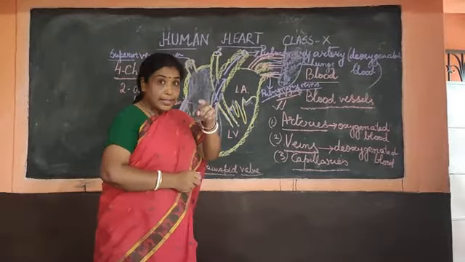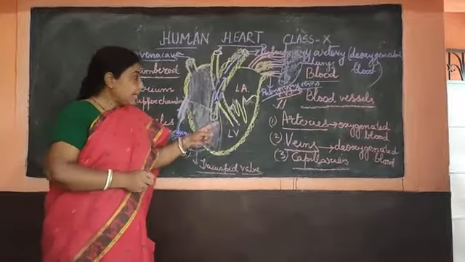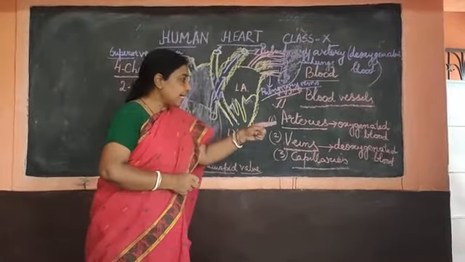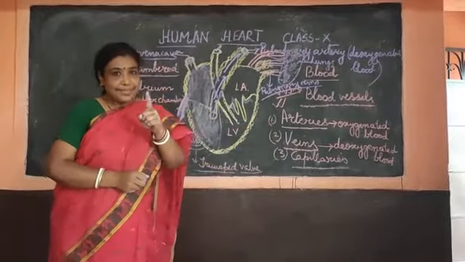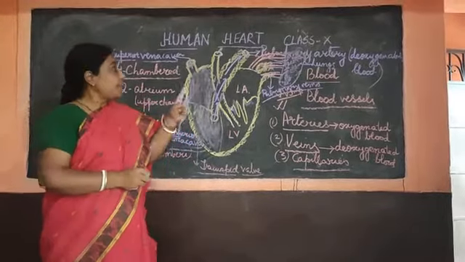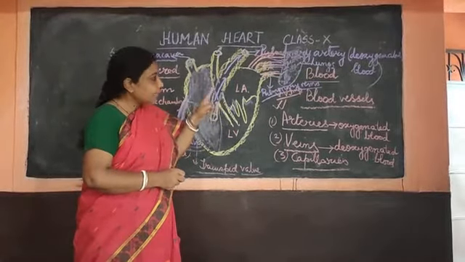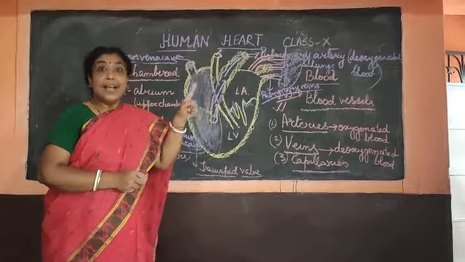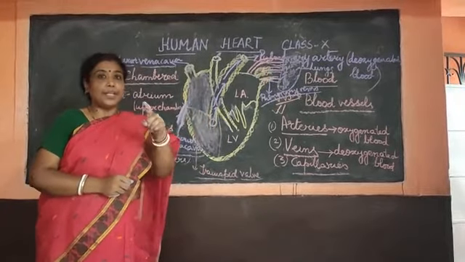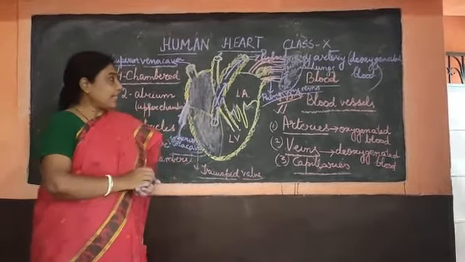पल्मोनरी वेन्स. फिर you will ask me that ma'am, you have told veins carry deoxygenated blood. So again children, this is an exception. Pulmonary veins carry oxygenated blood, and this is the only vein in the body which carries oxygenated blood.